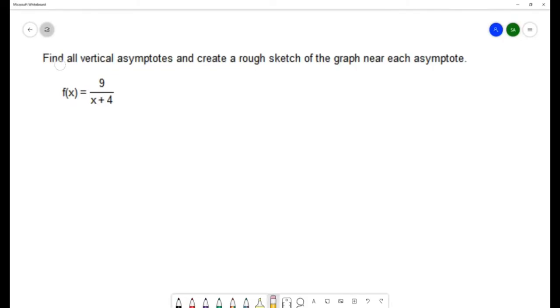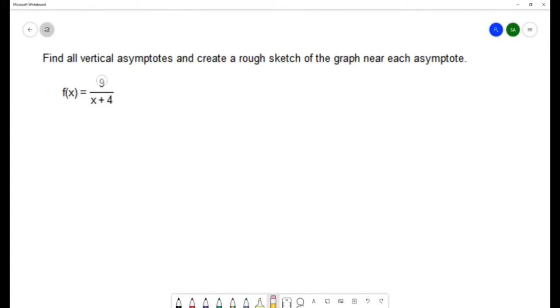For this question, we want to find all vertical asymptotes and create a rough sketch of the graph near each asymptote. We're given the function f of x equals 9 over x plus 4. When you're looking for vertical asymptotes, you want the function that you have to be in lowest terms.